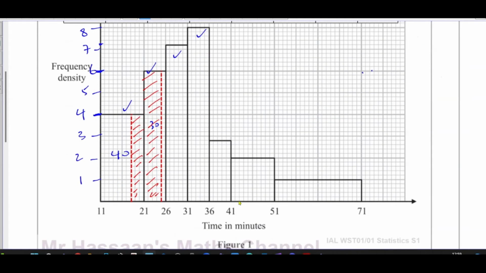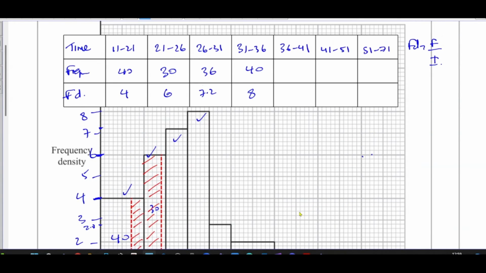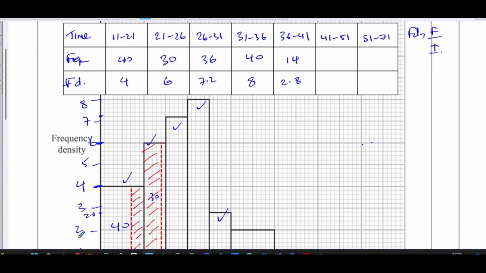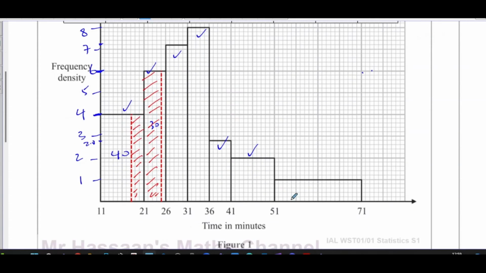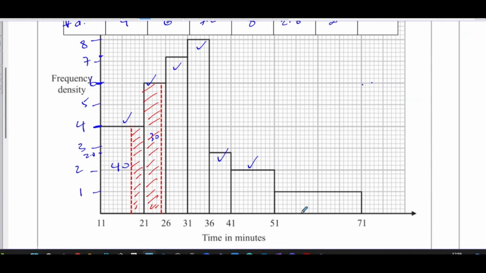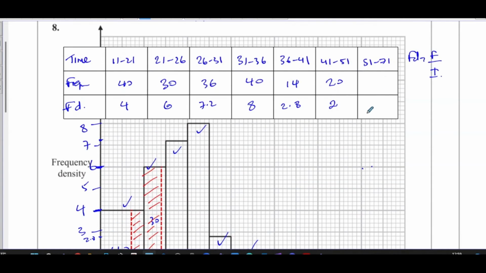For the next one, the frequency density is going to be 2.8, and again the width of the bar is 5. So 2.8 times 5, that's going to be 14. Then 41 to 51, the frequency density is 2, so 2 times 10, that's 20. So there's 20 in this. And the final bar from 51 to 71, that frequency density is 1, so 1 times 20, that's going to be 20.